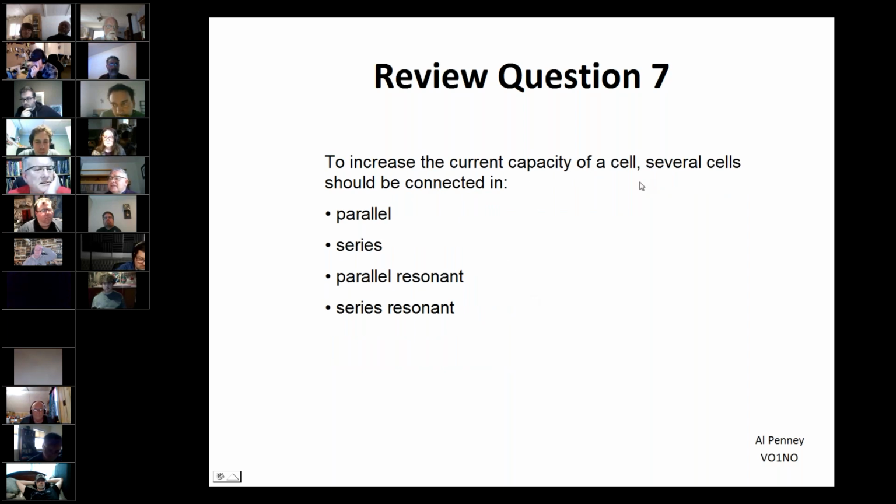To increase the current capacity in a cell, several cells should be connected in parallel, series, parallel resonant, or series resonant.